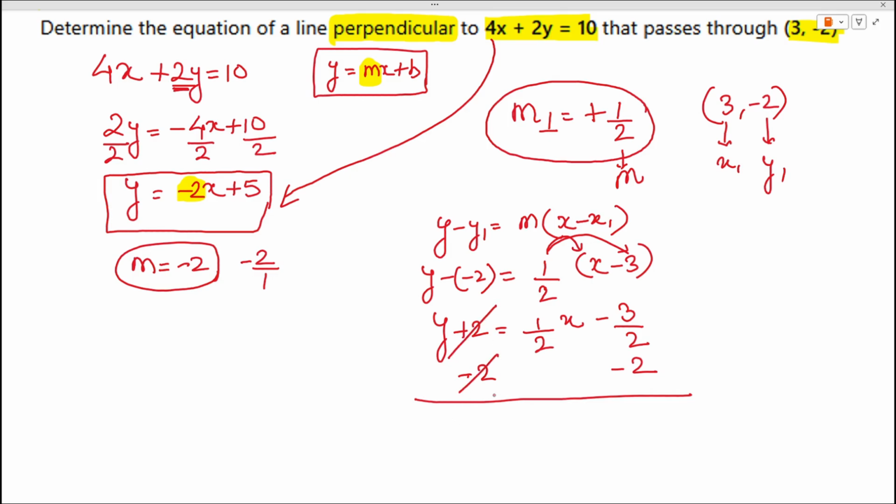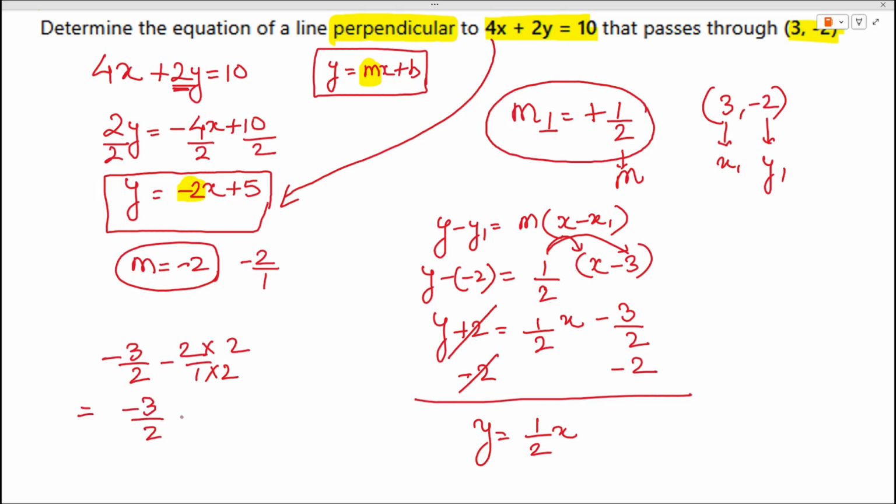So plus 2 and negative 2 get cancelled. Y is equal to half x, negative 3 over 2 subtract 2. So when you have negative 3 over 2 subtract 2, I'm just showing it on the side. How do we go about it? If there's no denominator, it's a 1. When we are adding or subtracting fractions, we need to make the denominator the same, which means both the numerator and the denominator here need to be multiplied by a 2.